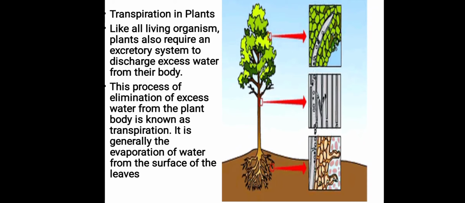Transpiration in plants: like all living organisms, like us, whenever we feel very hot, we start sweating. Like that process, plants also require an excretory system to discharge excess water from the body. This process of elimination of water from the plant body is known as transpiration. It is generally the evaporation of water from the surface of the leaves.